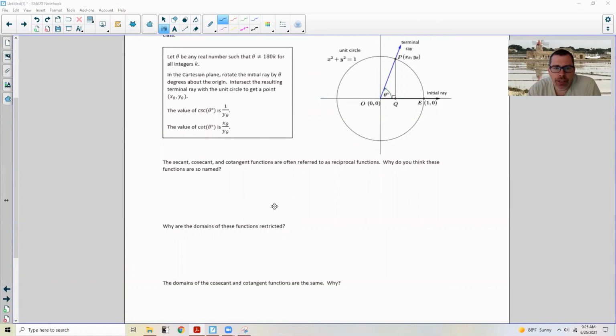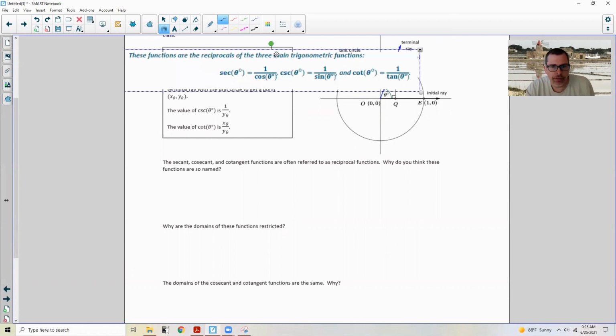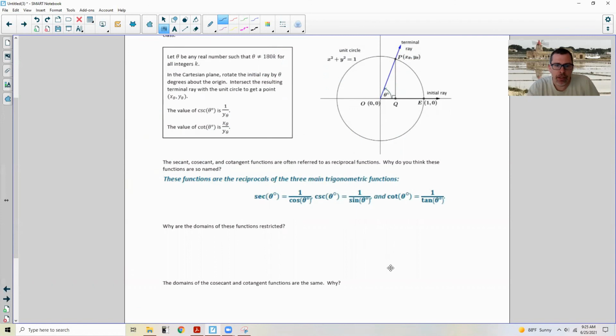The value of cosecant theta is 1 over y sub theta, and the value of cotangent theta is the inverse of tangent, which is x theta divided by y theta. Okay, so the secant, cosecant, and cotangent functions are often referred to as reciprocal functions. Why do you think these functions are so named? Well, because these functions are reciprocals of the 3 main trig functions. Secant theta is 1 over cosine theta, cosecant theta is 1 over sine theta, and cotangent theta is 1 over tangent of theta.